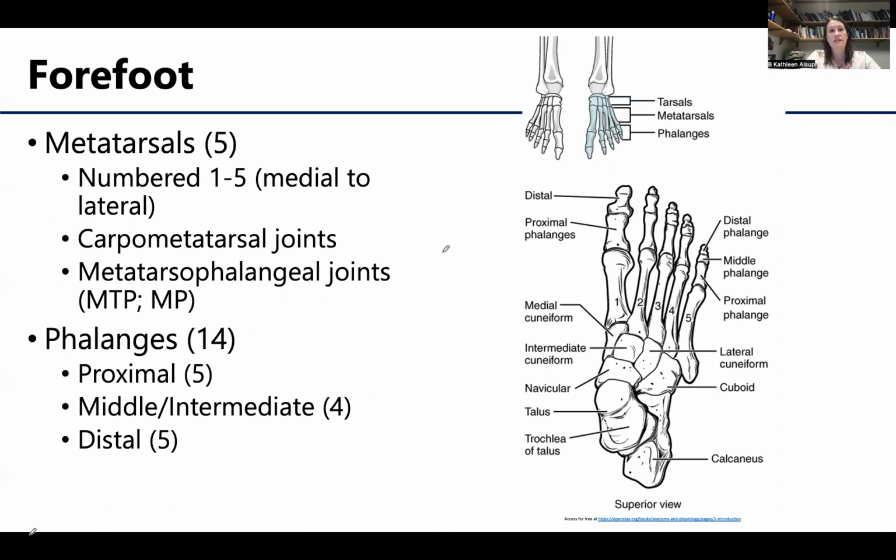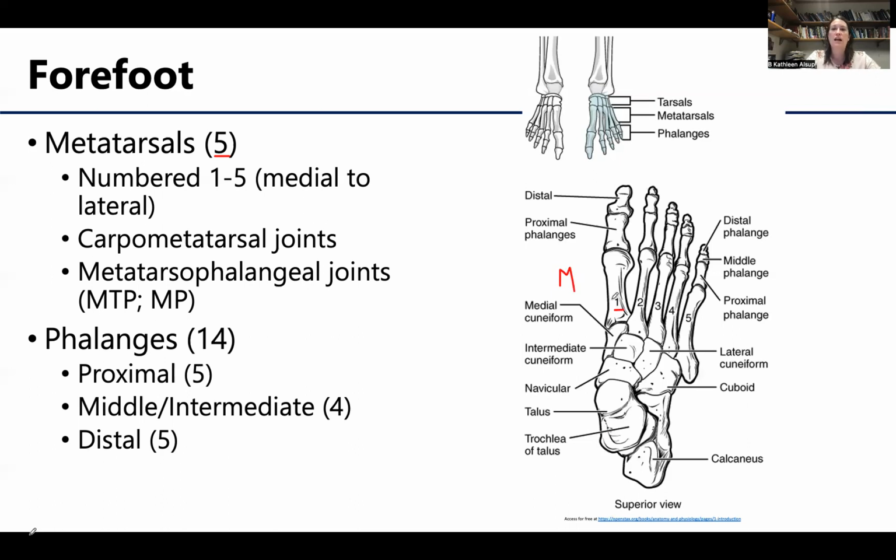Now, one of the big differences here is that while there are 5 metatarsals and they are numbered 1 to 5, recall that in the palm region, the metacarpals are 1 for the first digit, but that's going to be lateral, right? Whereas here, number 1 is associated with the great toe or the big toe, but this is going to be medial. So it goes from medial to lateral in the foot, whereas it goes from lateral to medial in the hand. But the first digit's always associated with the largest of the digits.